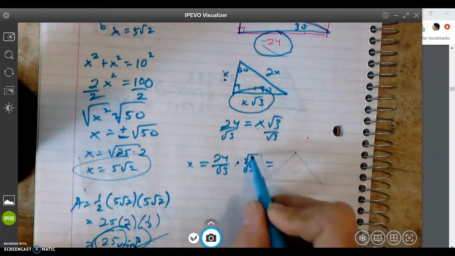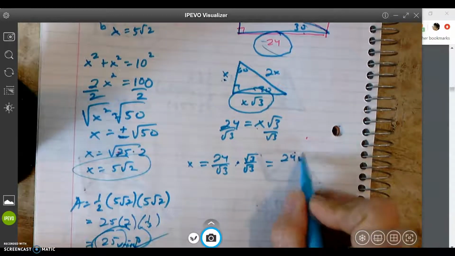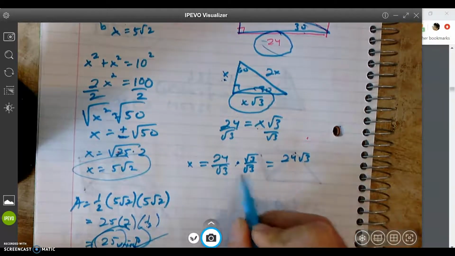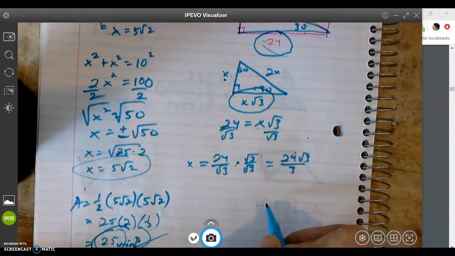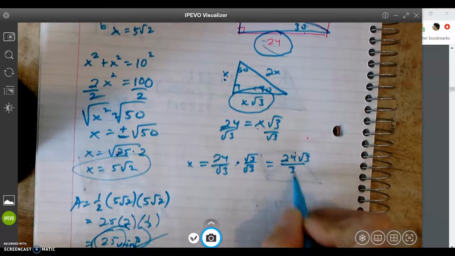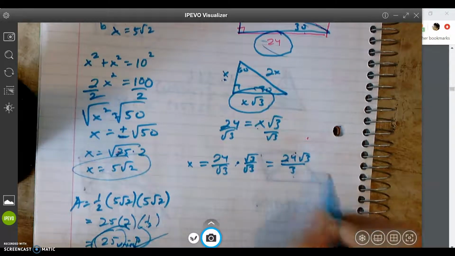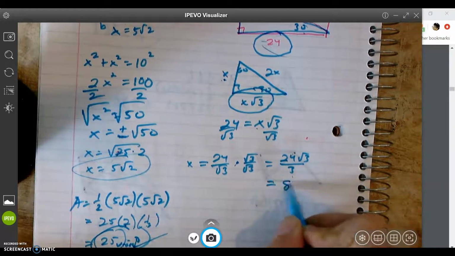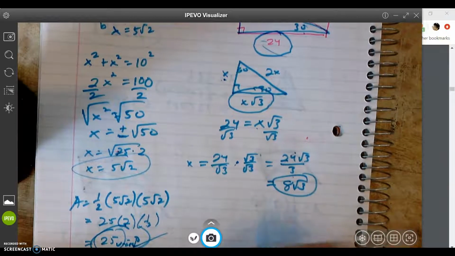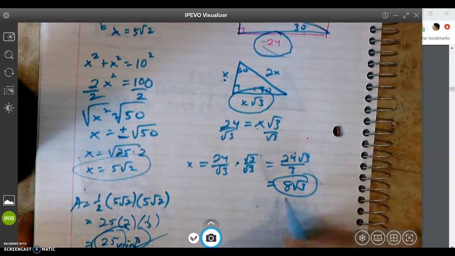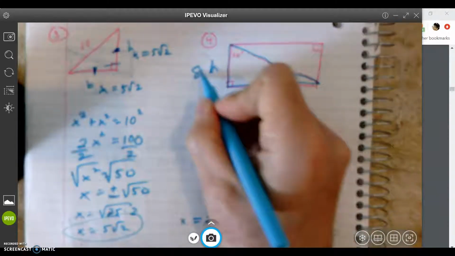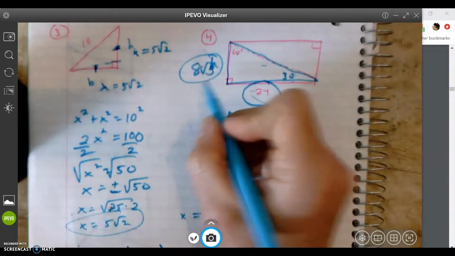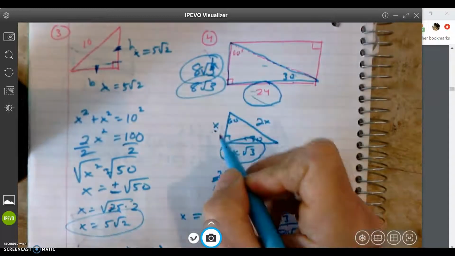So 24 times radical 3 is 24 radical 3. Radical 3 times radical 3 is just 3. Cool. Oop, 24 divided by 3, I can do that. I can keep simplifying. What's 24 divided by 3? Yeah, 8 radical 3. Bam. So that 8 radical 3 is x. X is going to be this. This is 8 radical 3. Sorry, 8 radical 3, so you can see it better.